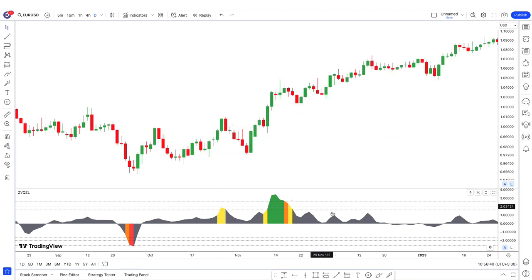So when the VQZL Z-score is closer to the mean, it will be closer to the zero line, and there is more probability that there is no trend in the market, which means the market is in a trading range and the price is consolidating. And on the other hand, when the VQZL Z-score is far from the mean, we have more probability that the market is trending.